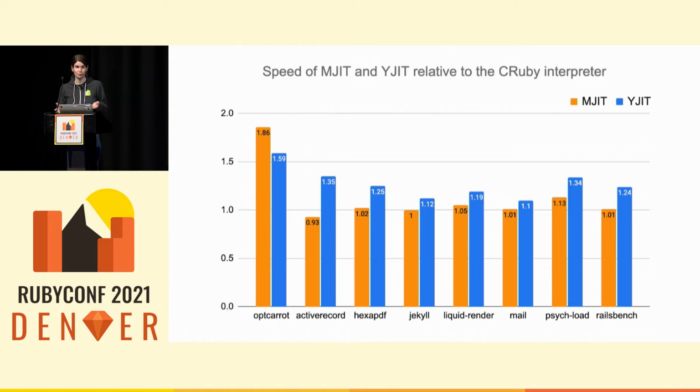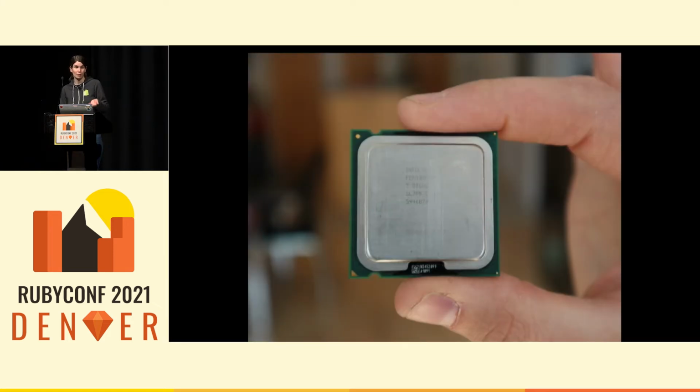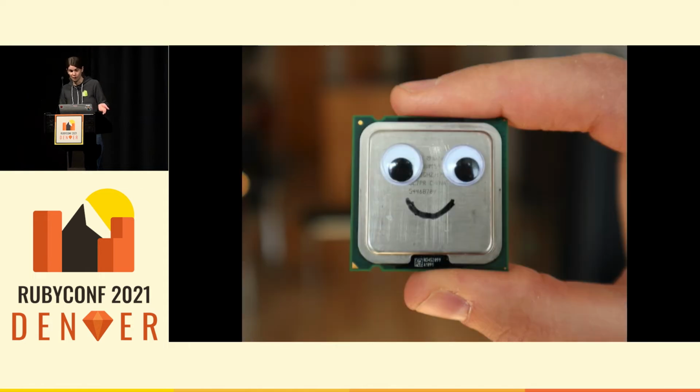So here on Railsbench, we're doing like a 24% speed up. We don't outperform MJIT on opt-caret because that's not really a workload that we've been optimizing for. So if you're using opt-caret in production, maybe don't run YJIT. But in general, what we can see is that if we feed the code generated by YJIT to a CPU, the CPU is happy.